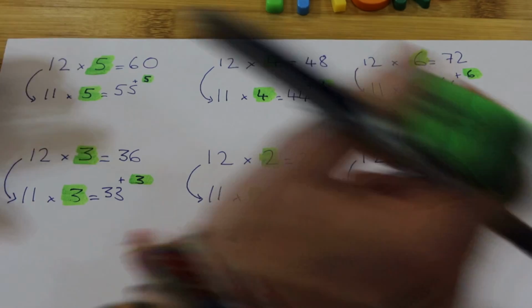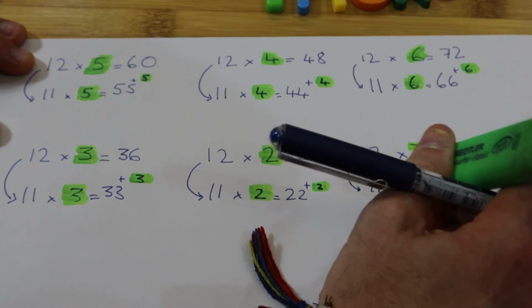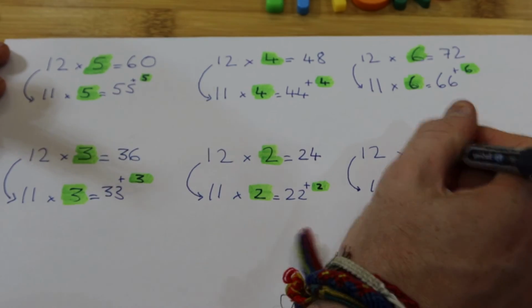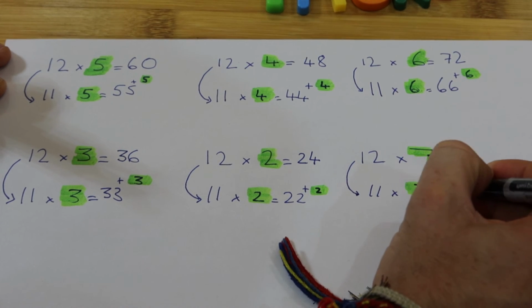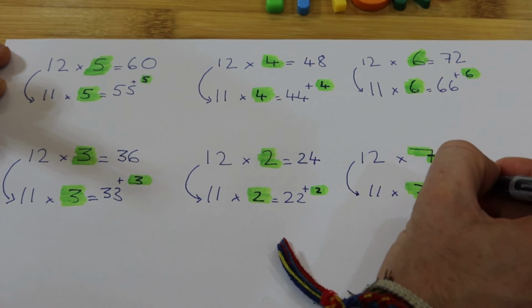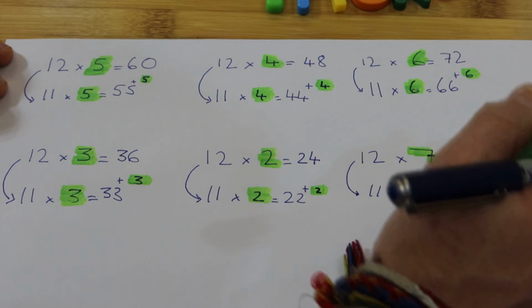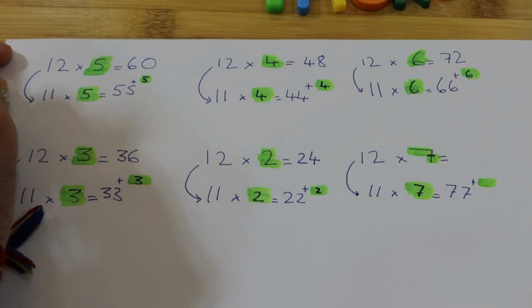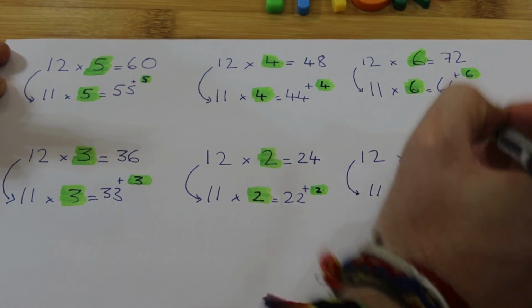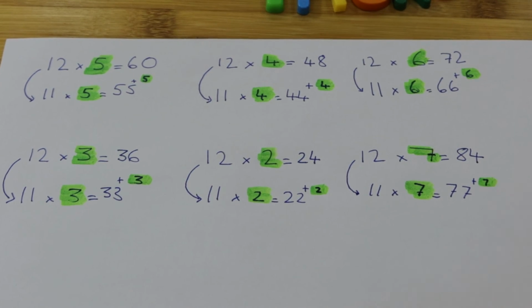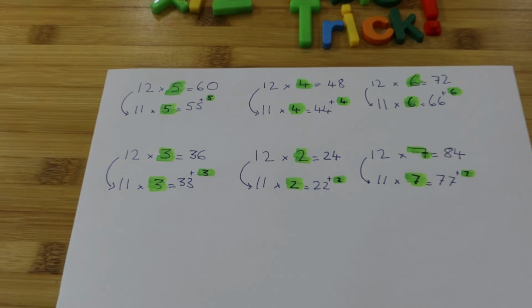And then the final one we are going to do is 11 times by what? So we're going backwards, and it says 7. So we put the 7 in there. 11 times by 7 is 77. And then we're going to add a 7, and then it's 84. So hopefully that is now an easy way for you to remember.